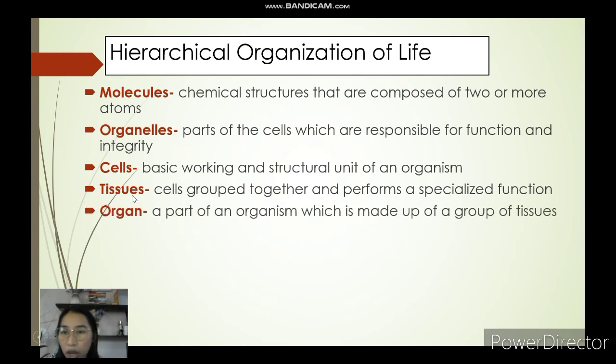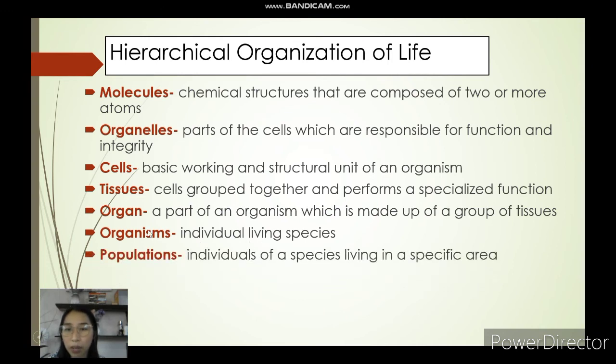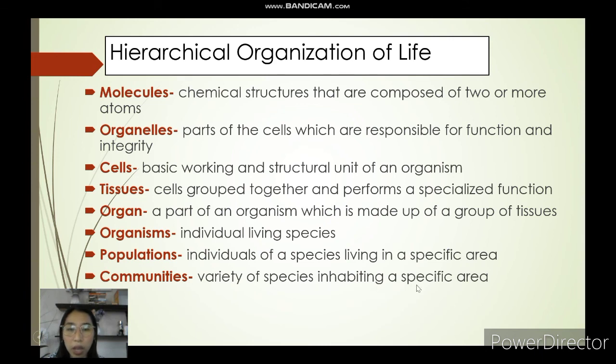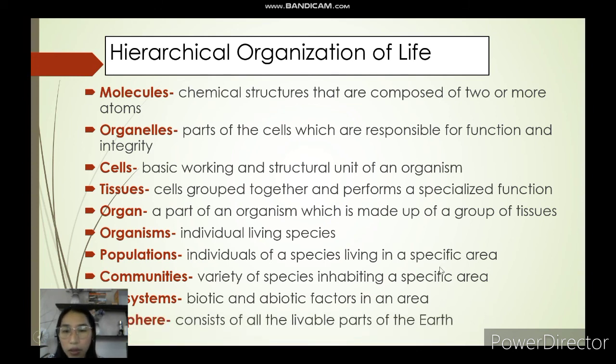Then tissues, different types of tissues joined together, you are going to form an organ, which is a part of an organism made up of a group of tissues. Then organisms are made up of organs and organ systems. They are also defined as individual living species. Then populations, individuals of a species living in a specific area. Then communities, variety of species inhabiting a specific area. Then ecosystems, biotic and abiotic factors in an area, and the last one, the biggest part, is the biosphere, which consists of all the livable parts of the earth.